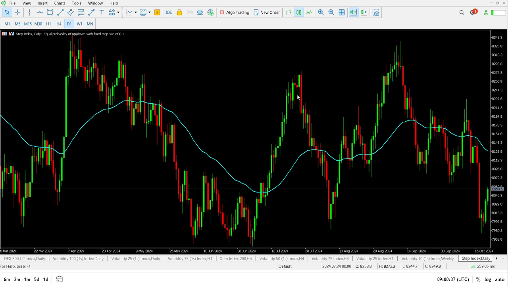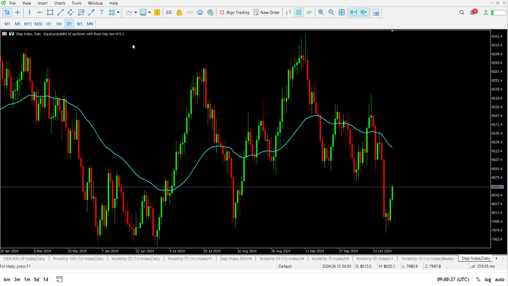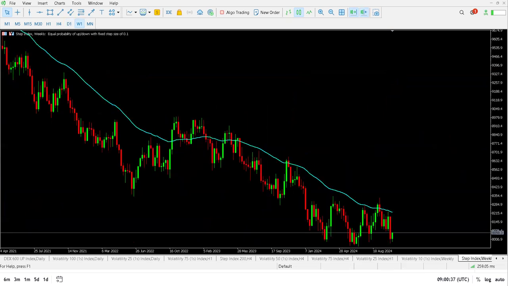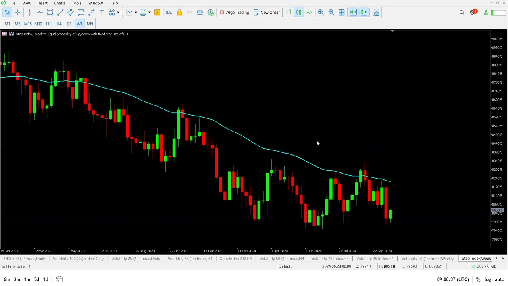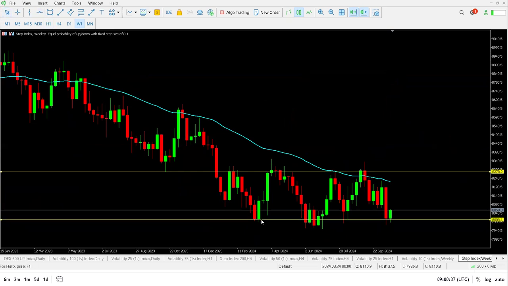The first I will be starting out with would be Step Index. And looking at the weekly time frame on Step Index, first things first, establishing the directional bias. Clearly, Step Index is in a bearish market structure, with the lower highs right about here, and let's see the lower lows right here. So this being the lower highs that led to the lower low.